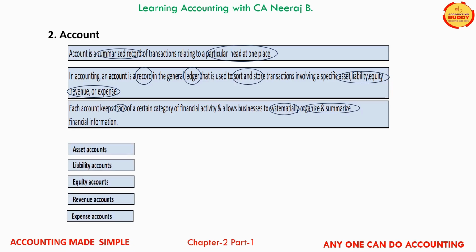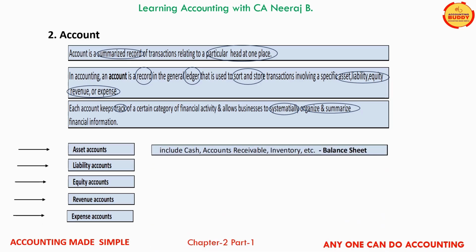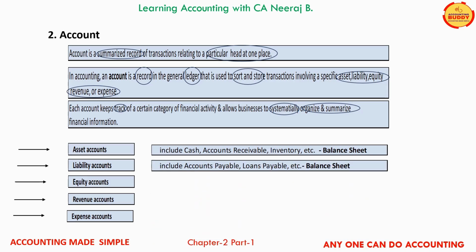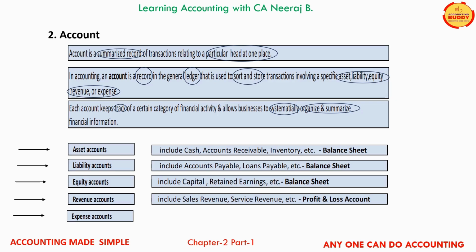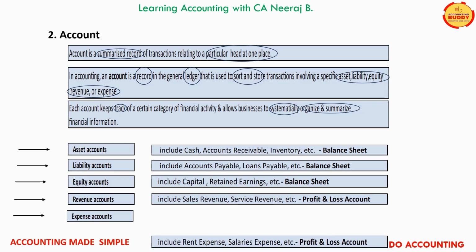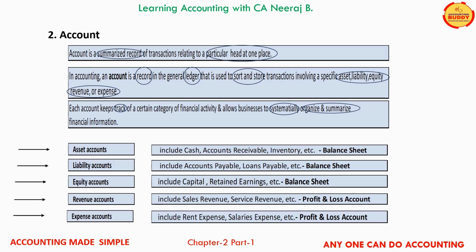Now the accounts can be categorized into five types: asset accounts, liability accounts, equity accounts, revenue accounts, and expense accounts. Asset accounts include cash and inventory. Liability accounts include accounts payable and loans. Equity accounts include capital and retained earnings. Revenue accounts include sales revenue and service revenue. The expense accounts include rent, salary, electricity, and other business expenses.